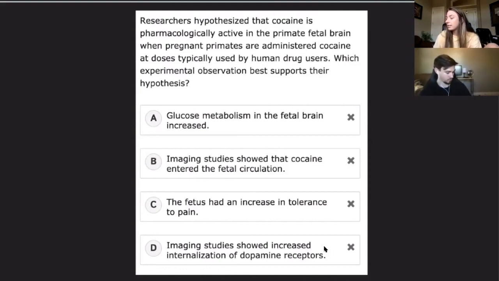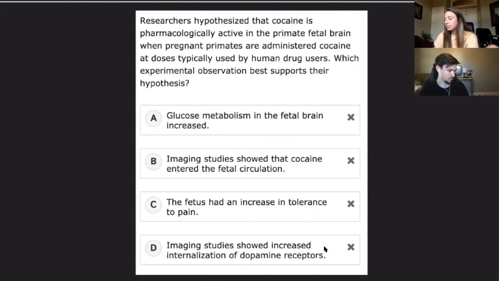C, the fetus had an increase in tolerance to pain. If cocaine in the question stem was heroin instead, C would be the right answer. If I had replaced it with opiates, C would be the right answer. But because it's a stimulant, stimulants don't really have to do with pain tolerance as far as the MCAT goes. So I'm thinking C is probably not the right answer.